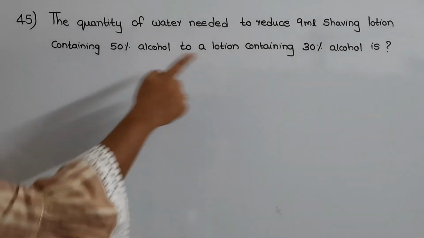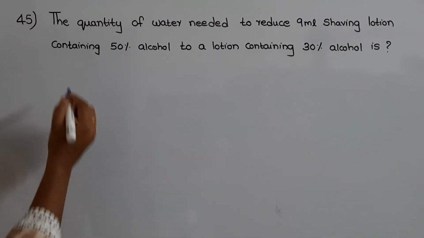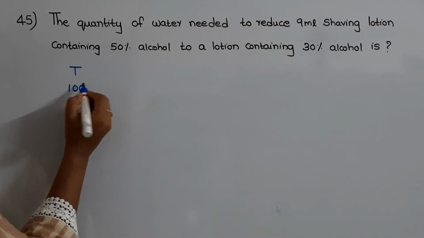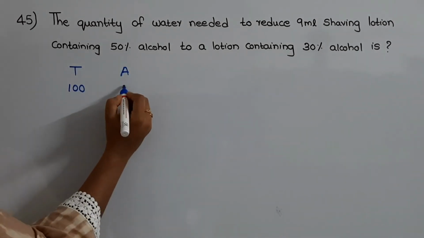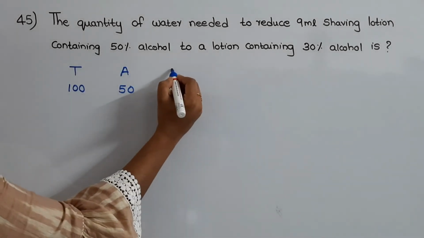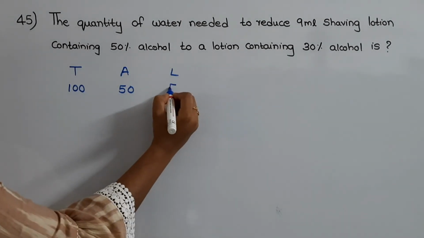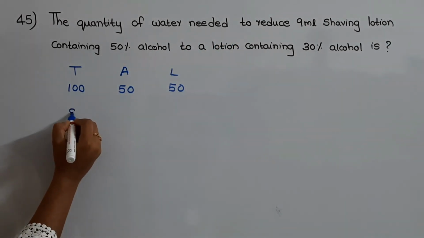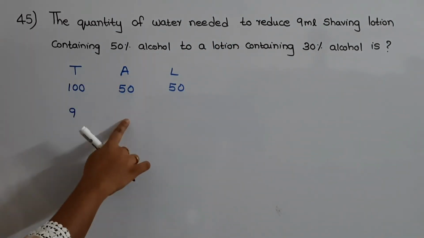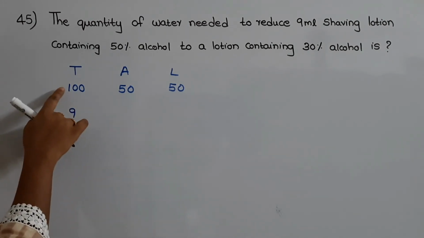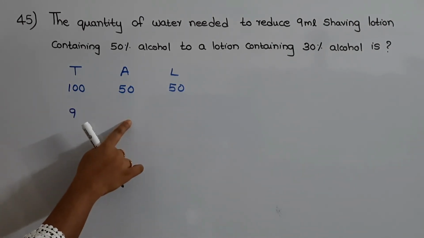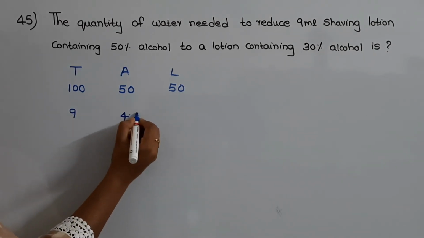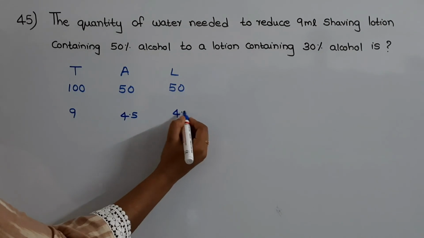Since all the quantities are given in terms of percentage, let us consider the total quantity of the shaving lotion as 100. Then the quantity of alcohol will be 50 and the remaining quantity will be equal to 100 minus 50, that is 50. But in the question the total quantity is given as 9 milliliter. So the quantity of alcohol should be half of this value, which will be equal to 4.5, and the remaining will be 4.5.